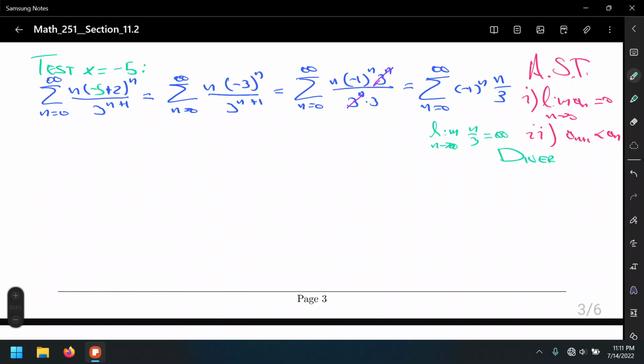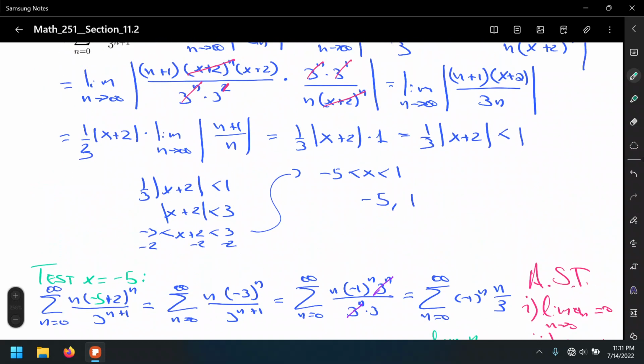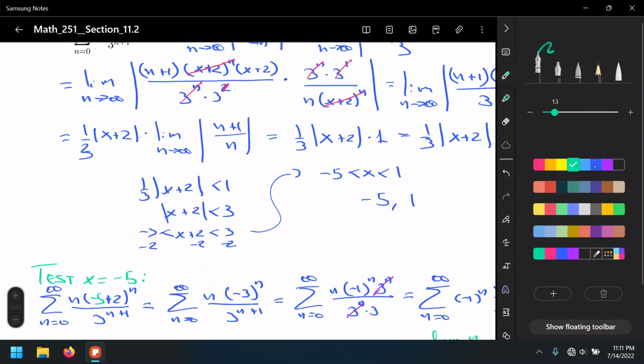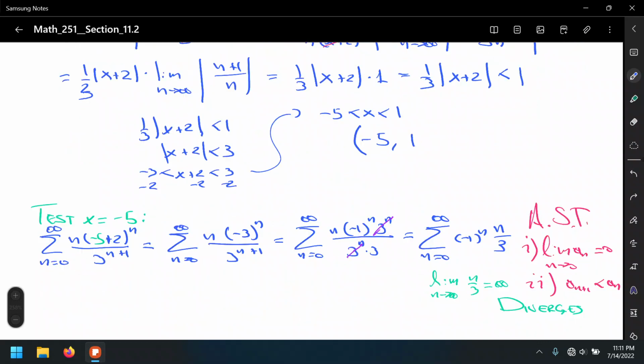And we're done with this endpoint. All right, so because it diverges for the lower endpoint of x equals negative 5, we can go back to our interval of convergence and put a parenthesis. So the next to be determined, at the upper endpoint of x equals 1, is maybe it's a parenthesis or maybe it's a bracket. We'll see. Let's have a look.